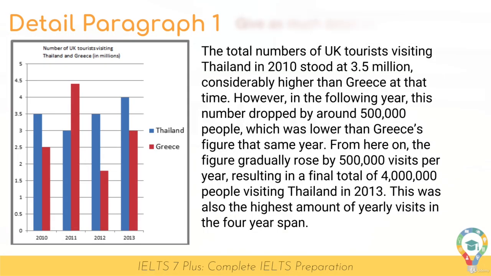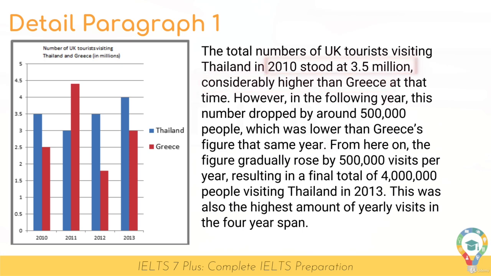Now, it's very important in both detail paragraphs to really describe in detail all the facts and figures. As there's only 2 countries in the bar chart, I've described each year with the major trends and differences. In my first sentence, I gave the total of UK visitors to Thailand, but also made a comparison with Greece, saying that Thailand's total was higher. Where possible, do try and compare the data that you can see.